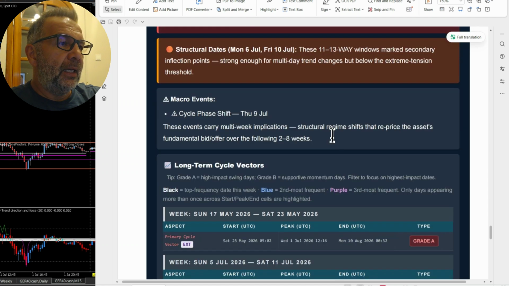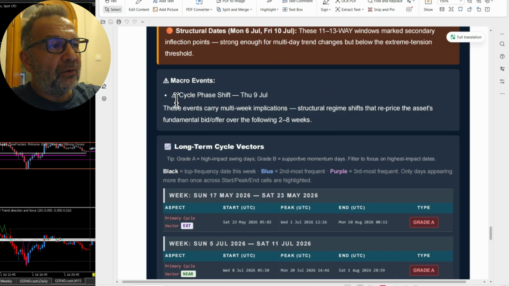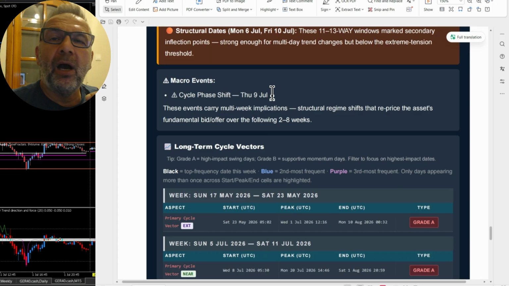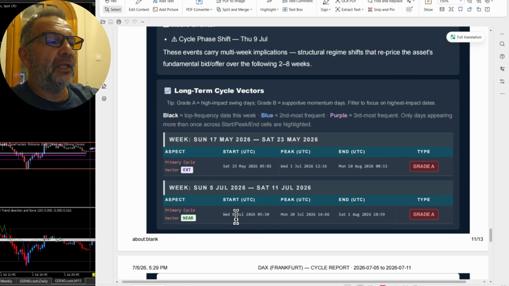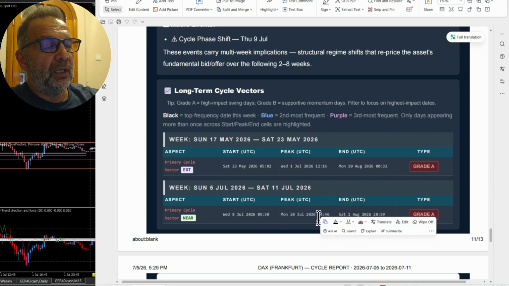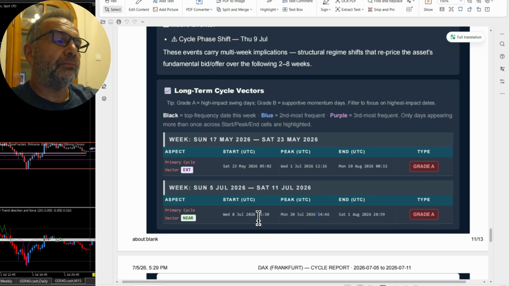And that's that. And then we have another cycle phase shift on Thursday, the 9th of July. So the 8th and the 9th of July will probably highly likely give us a longer term or a medium term, like I said, 1 to 3 weeks, 2 to 8 weeks change. Long-term cycles, and here you can see there's one starting on the 8th of July. It's going to peak out on the 20th of July. So that is also worth noting.